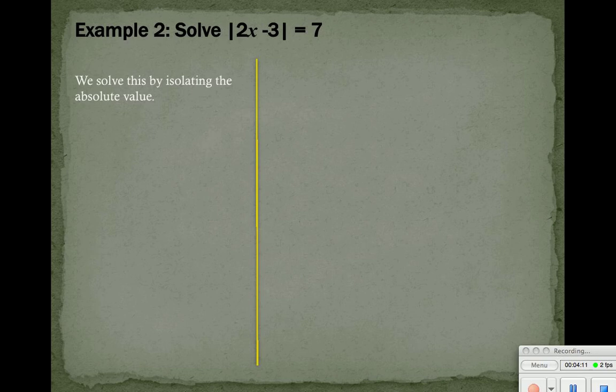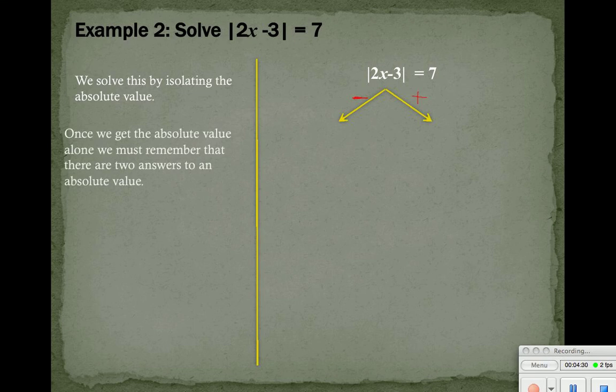Example 2. Okay, on the left, there's my steps. We solve this by isolating the absolute value. Let's get that absolute value alone. Hey, it's already alone. Great. Remember, we have two sides to an absolute value equation. We have the negative side and the positive side. Okay, let's do it. Let's make this negative.